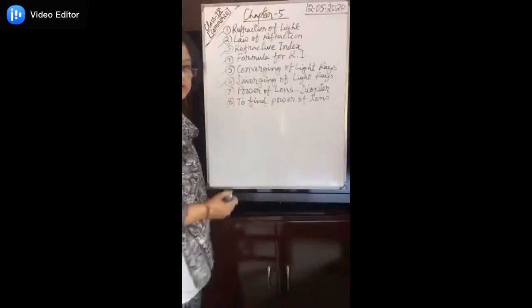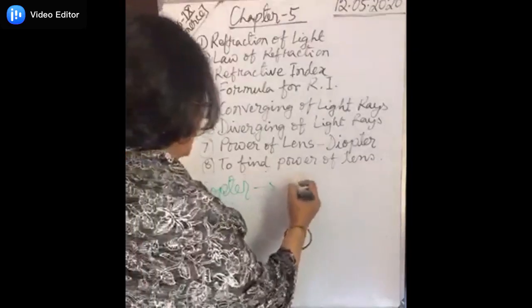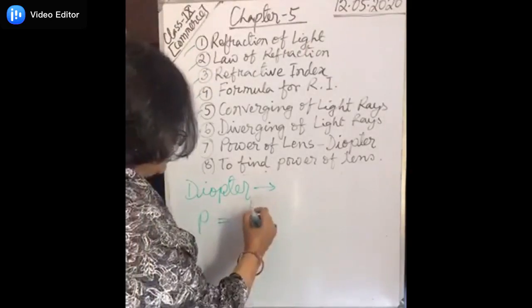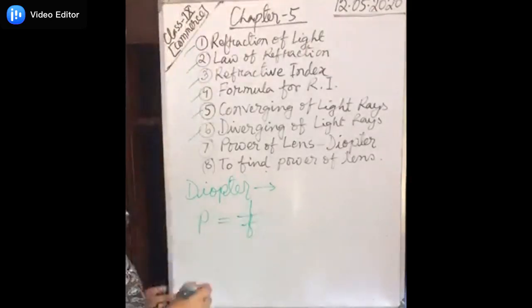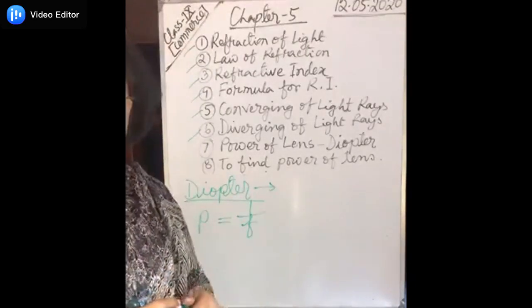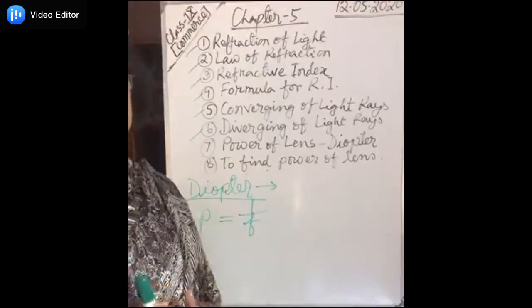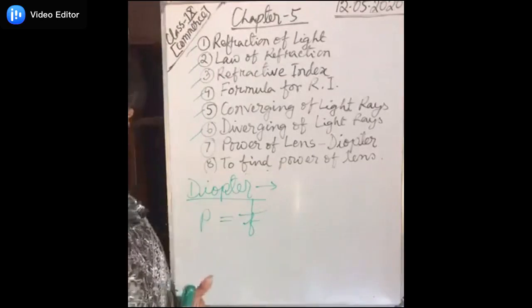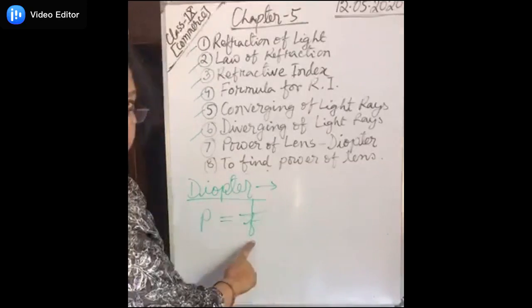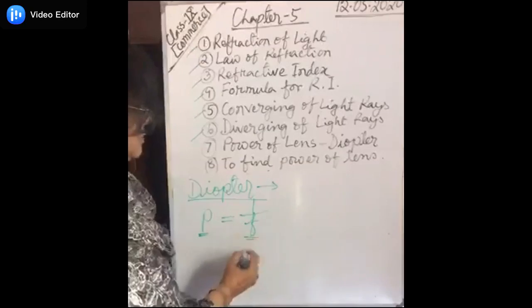What is the unit of power of lens? It is called diopter. The formula for the power of lens is P equals 1 by F. Diopter is the unit of power of lens, and power is inversely proportional to the focal length, with the numerator always 1. That's why power P equals 1 by F. Clear? Here P is the power of lens and F is the focal length.